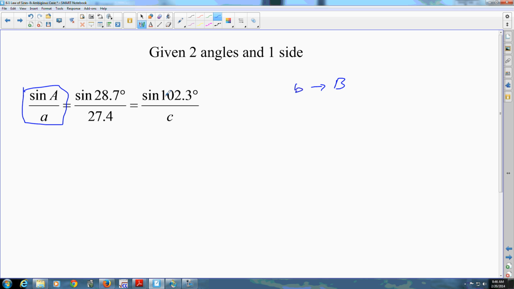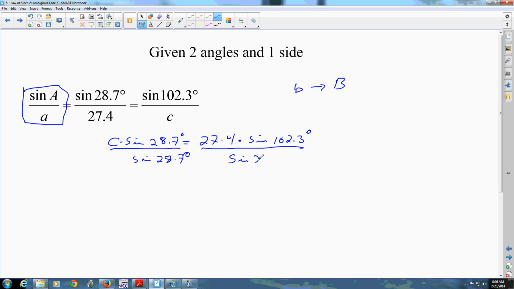Here you have a proportion, so you cross multiply. C times sine of 28.7 equals 27.4 times the sine of 102.3. To solve for C, you're going to divide both sides by the sine of 28.7, because this is held by multiplication, so you get C all alone. So this cancels out, and you type this in the calculator.